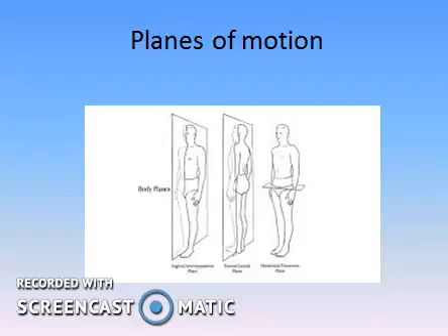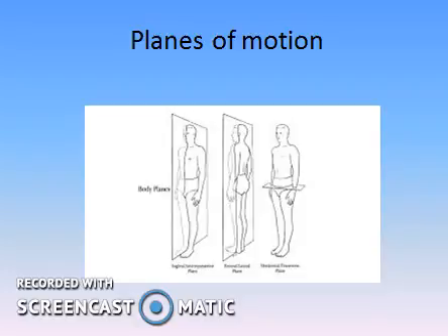Planes of motion. There are three planes of motion. The sagittal plane passes through the body, front to back, dividing it into left and right. Movements in this plane are up and down movements, or flexion and extension. The frontal plane divides the body into front and back. Movements in this plane are sideways movements, called abduction and adduction.